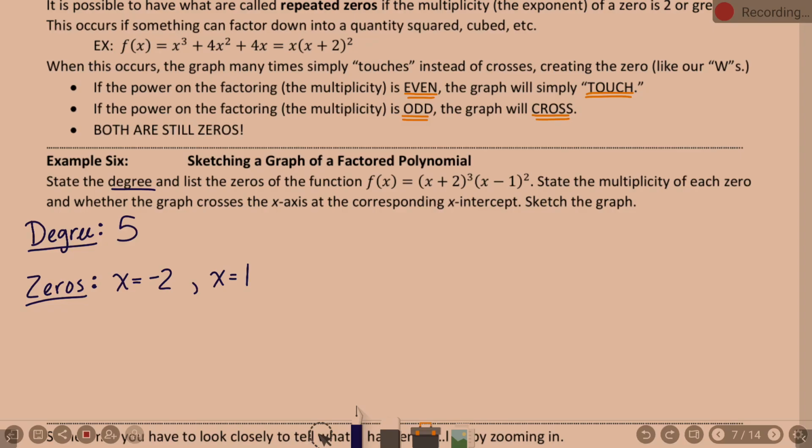Okay, so state the degree. List the zeros of the function. State the multiplicity of each zero.